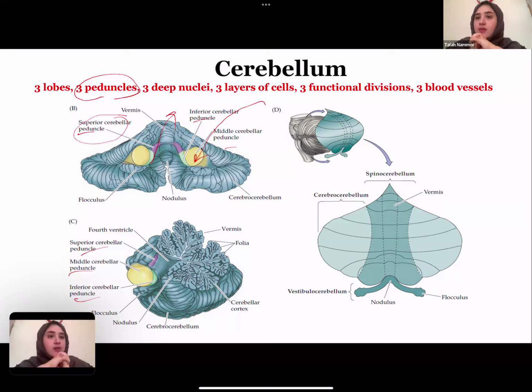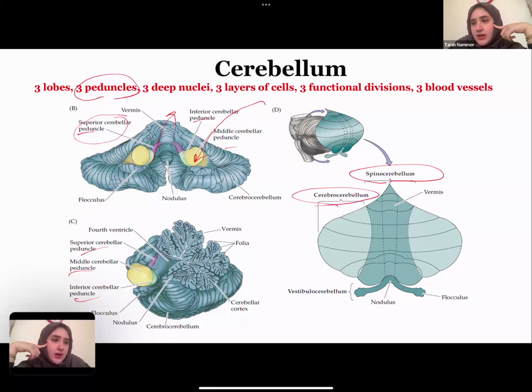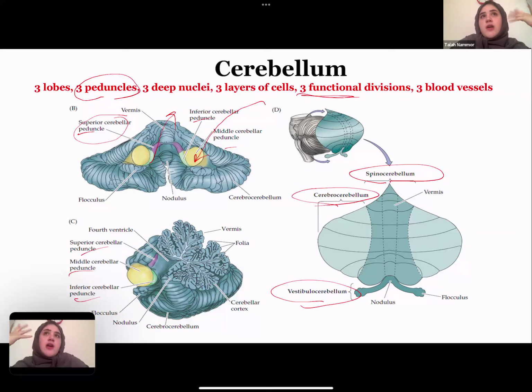These are the peduncles, and then we have three deep nuclei, which we're going to talk about. We have three layers of cells, which we're also going to talk about, and we have three functional divisions: the spinocerebellum, the cerebrocerebellum, and the vestibulocerebellum. They're called functional divisions because they tell us what the pathways are and what they are involved in.